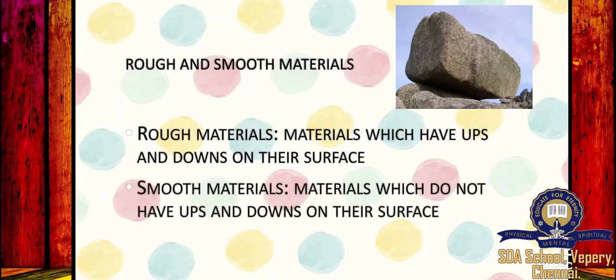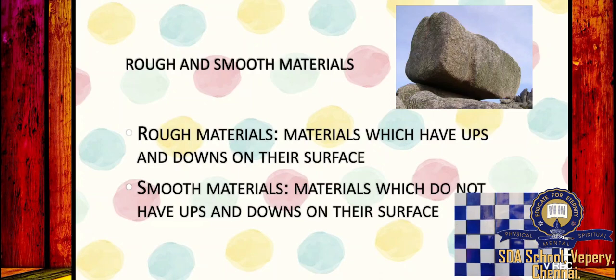And next one is smooth materials. Materials which do not have ups and downs on their surface are known as smooth materials. So smooth materials are the opposites of rough materials. So in smooth materials, there won't be any ups and downs. Whereas in rough materials, there will be ups and downs on their surface. So the example for smooth materials is tiles. So if we take tiles, it doesn't have any ups and downs, right? So these materials are known as smooth materials.